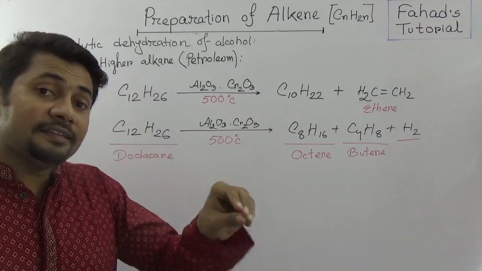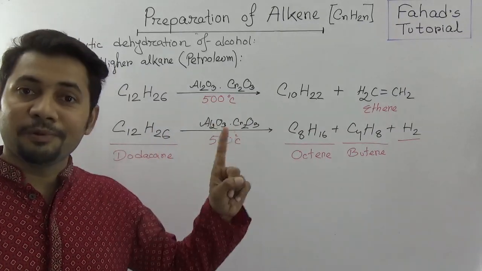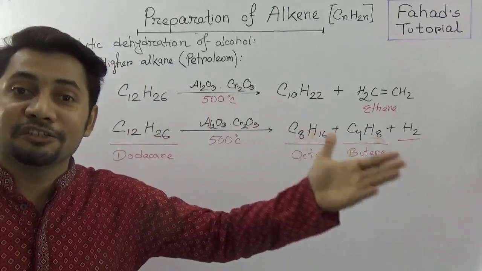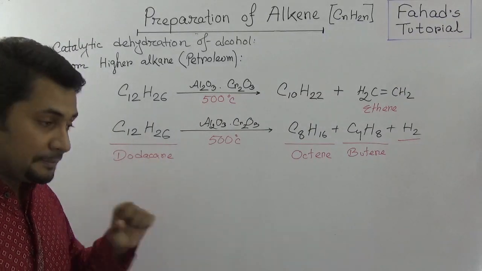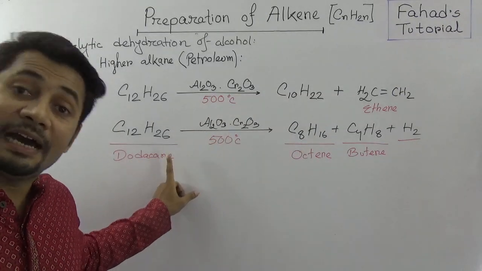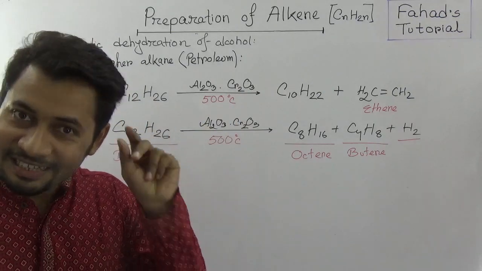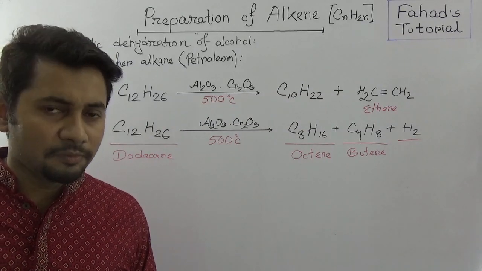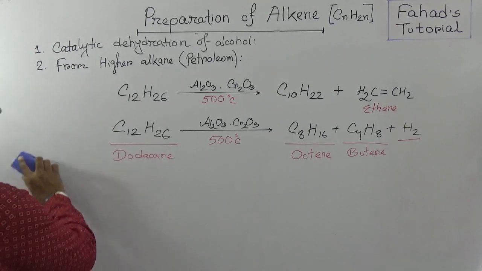So this is another process, the general preparation of alkene. So number one is catalytic dehydration of alcohol, that is, dehydration of alcohol will produce alkene, and secondly we can find alkene from the higher alkane with the proper catalyst and temperature. Okay, now let's move into the third step. I hope you understand this one. Okay, that is very good.